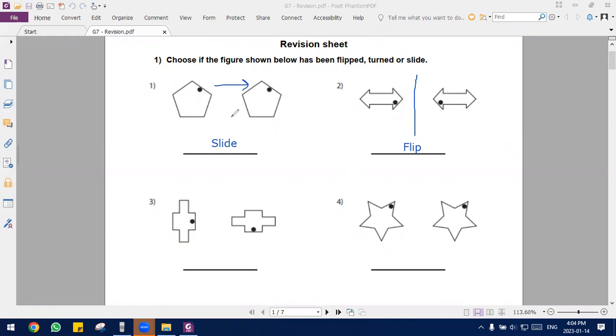For question 3, it's very obvious that we just turn the shape. Here we call it turn. For question number 4, we only move it to the side, which is slide.